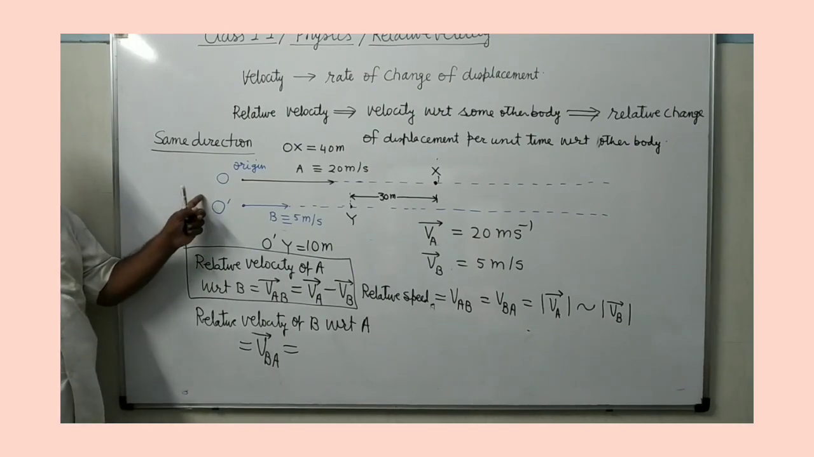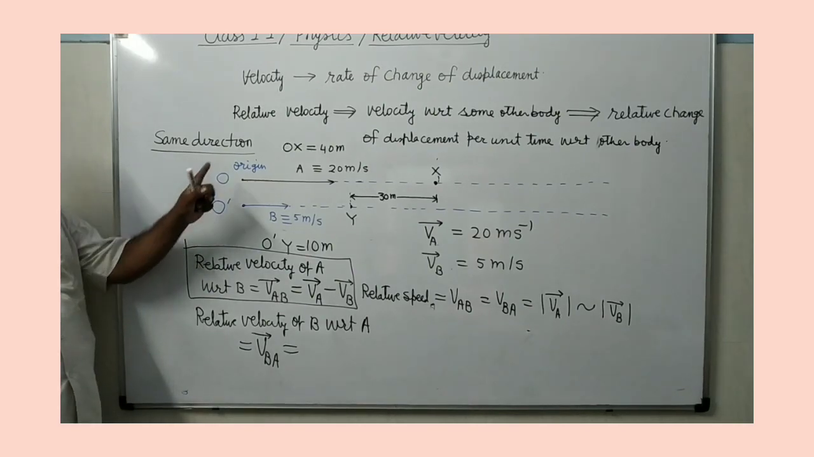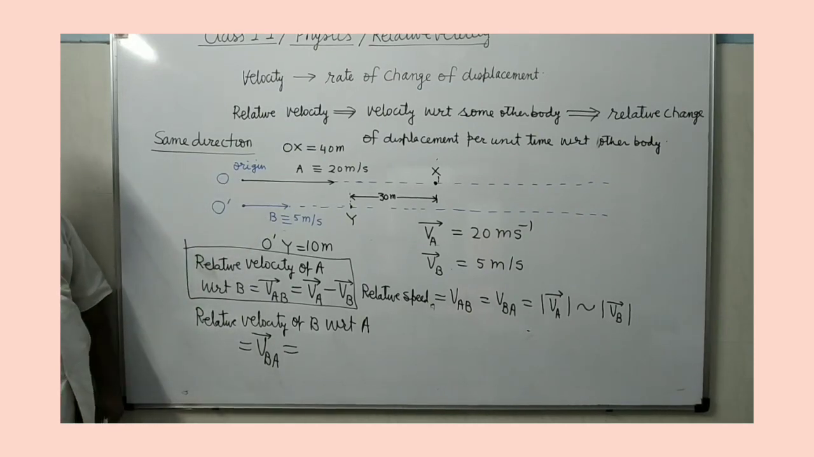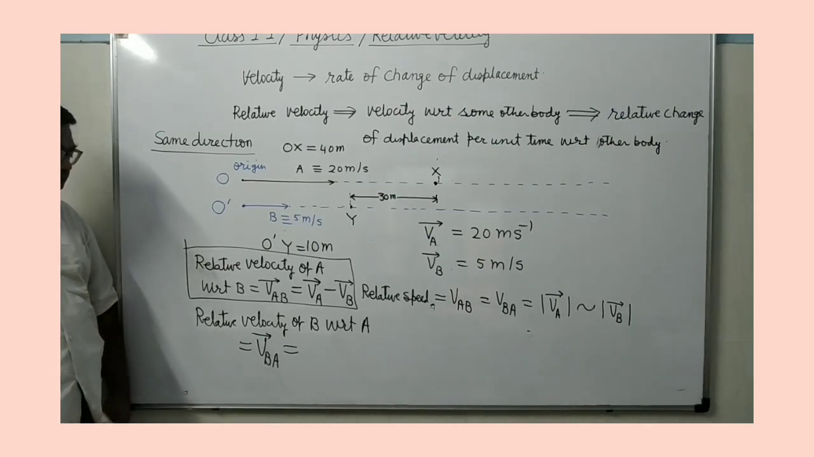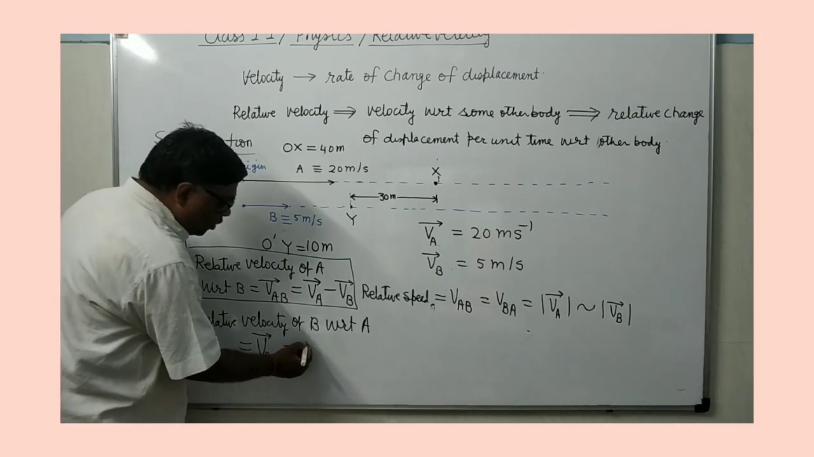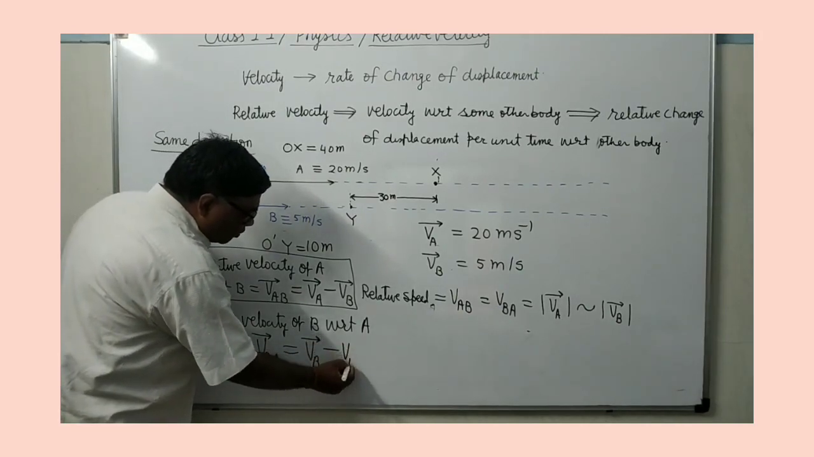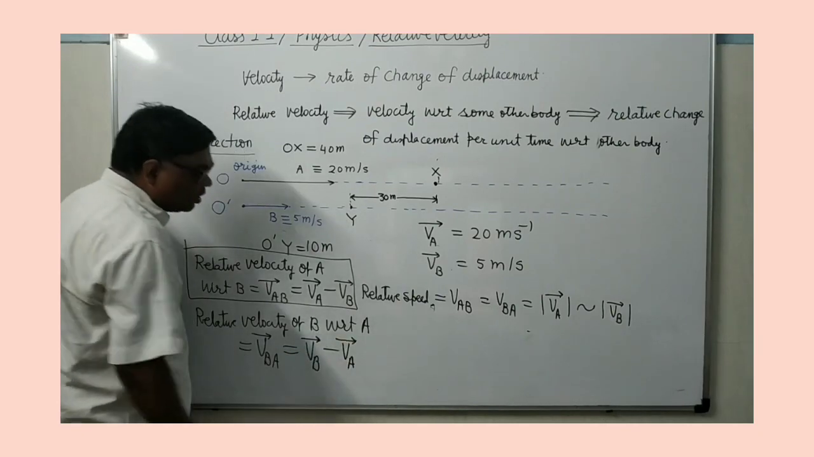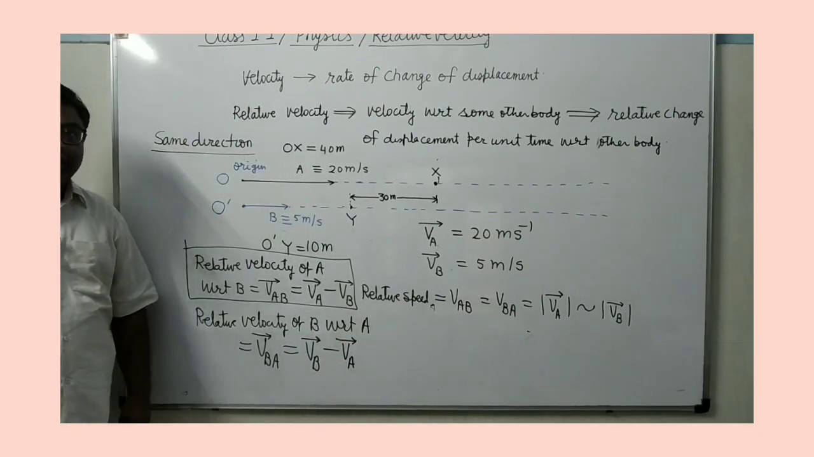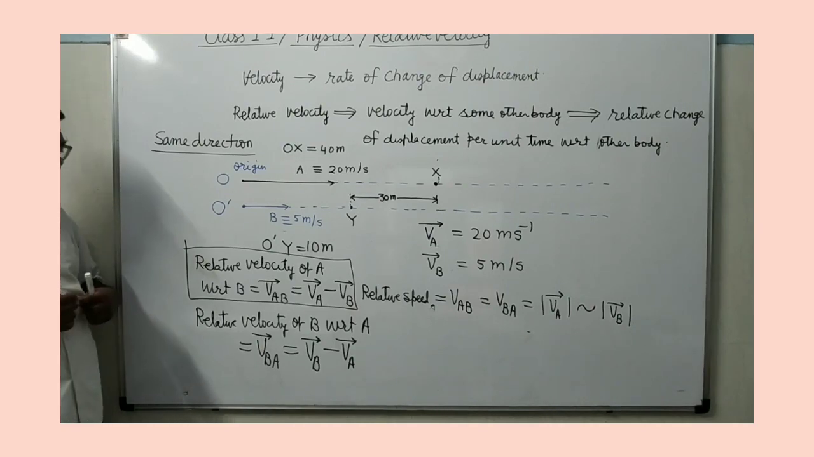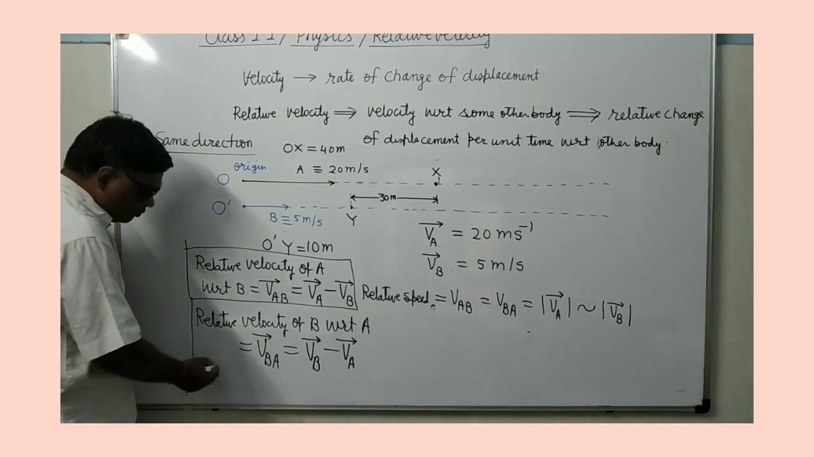Just now I have told you that for B, the relative velocity with respect to A will be minus 15. Minus 15 means 5 minus 20, and you can get 5 minus 20 only when you write it as vector VB minus vector VA. When you subtract vector VA from vector VB, then you will get minus 15. It is clear? So that also we will keep in the box.